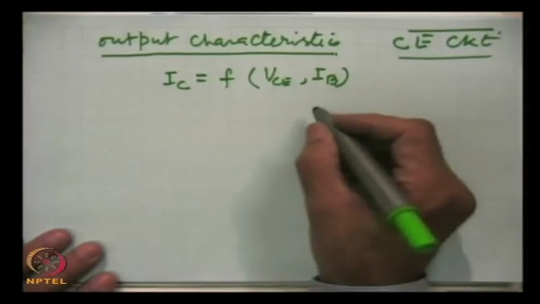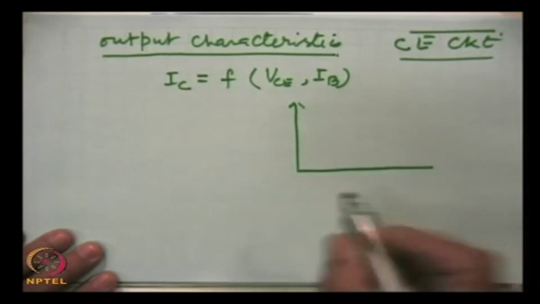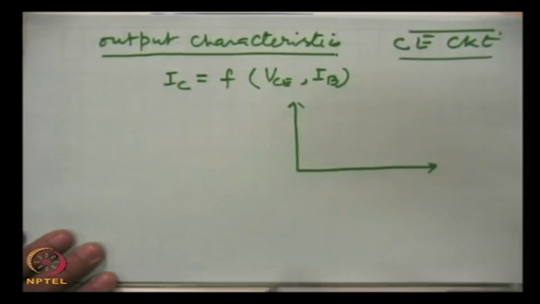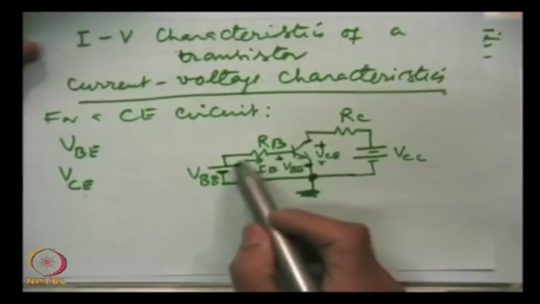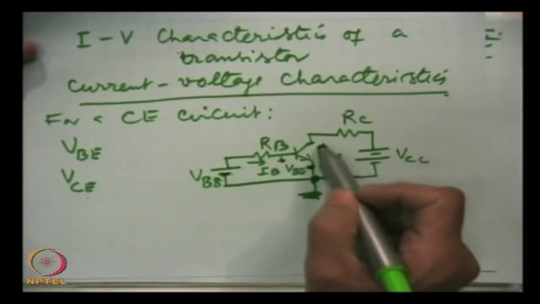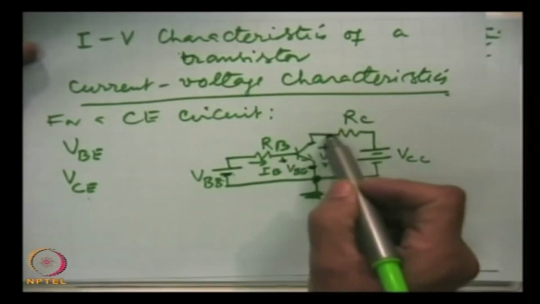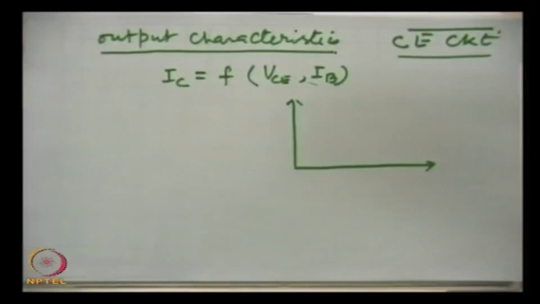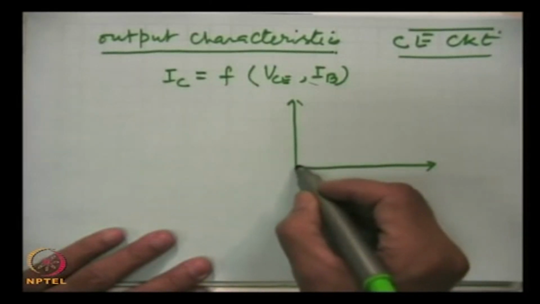from these characteristics. We change IB here for different values of IB. We measure, first we keep this voltage constant and we measure the collector current by putting an ammeter here, and then we keep on changing that voltage and we get a set of characteristics like this.